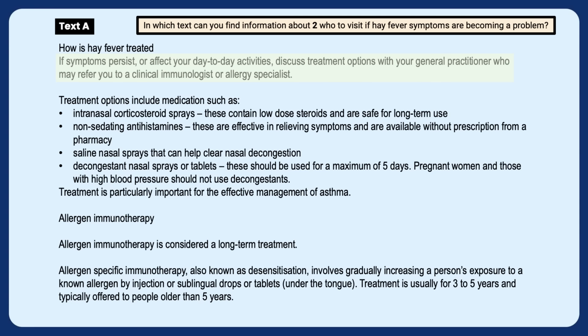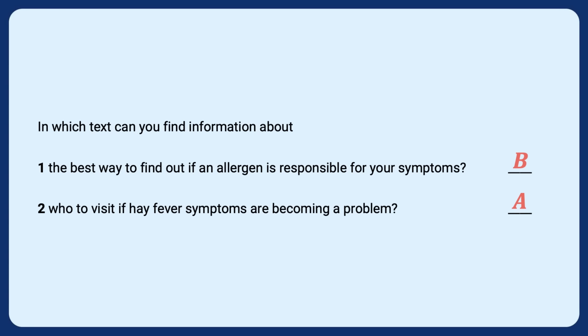If you look closely, you can see that the answer for question 2 is actually located here in text A. Also notice the use of paraphrasing between the question and the text. The question says, who to visit if hay fever symptoms are becoming a problem, and the text says, if symptoms persist or affect your day-to-day activities, discuss treatment options with. The question and the text are saying the same thing but in different ways. You'll never see the exact same sentence used in the question and the text, though sometimes you will see some shared keywords. So the answer here is text A. So I would write A in the gap.